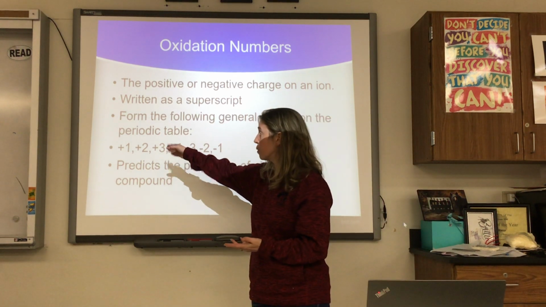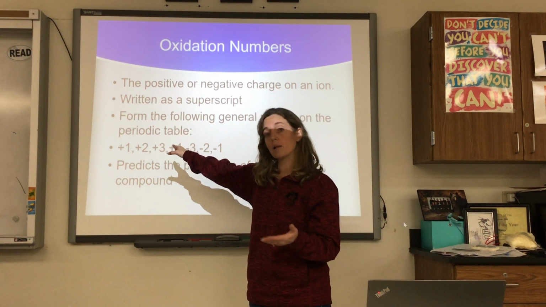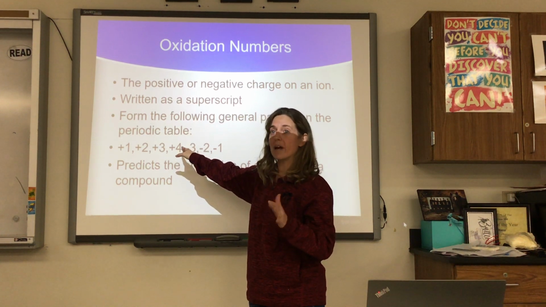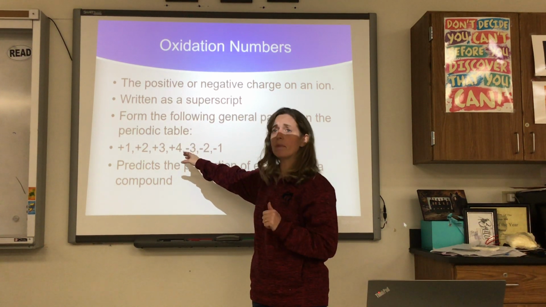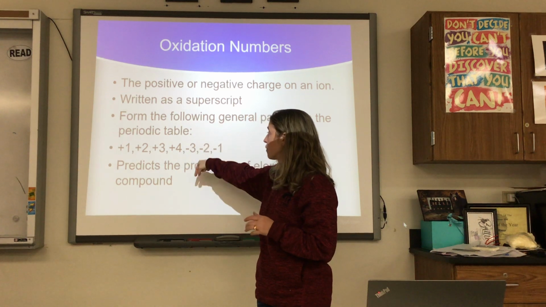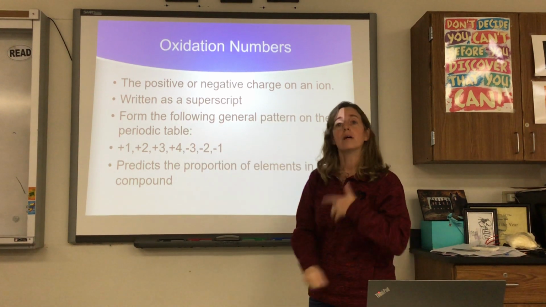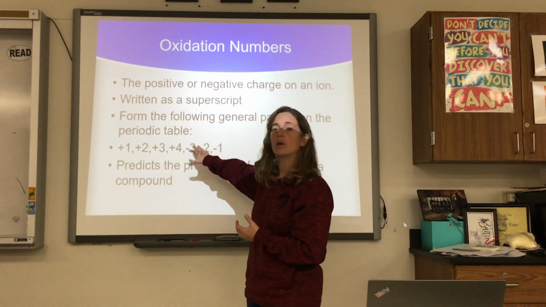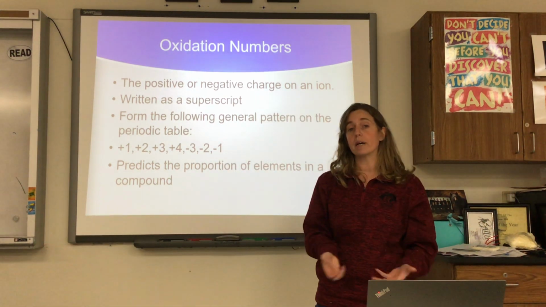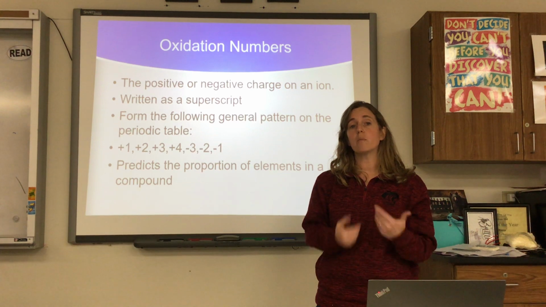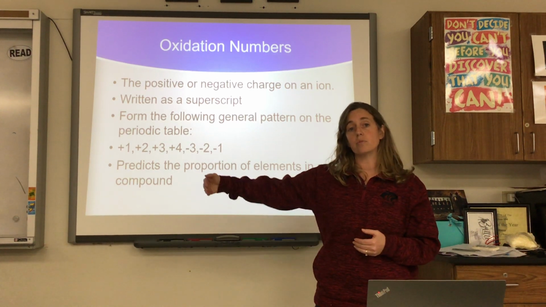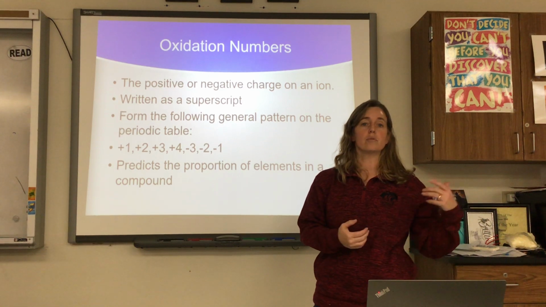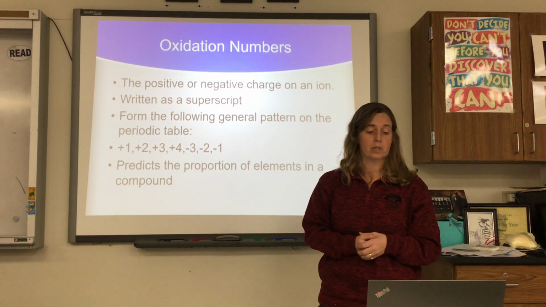So positive 1, positive 2, then you get over to column 13, positive 3, column 14, positive 4 or negative 4, depending upon what it's doing. Then you have negative 3, negative 2, and negative 1. The reason they are negative is because they're gaining electrons, because they are closer to the noble gas column, which is column 18. So they want to gain enough electrons to move over, whereas metals want to lose electrons to move down a row to become stable.